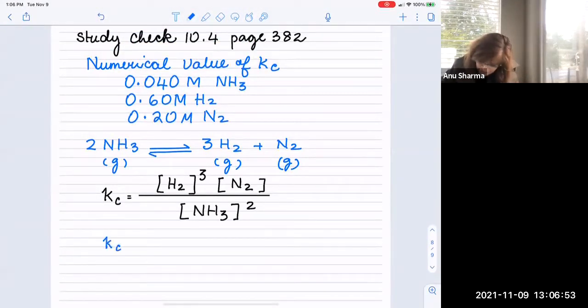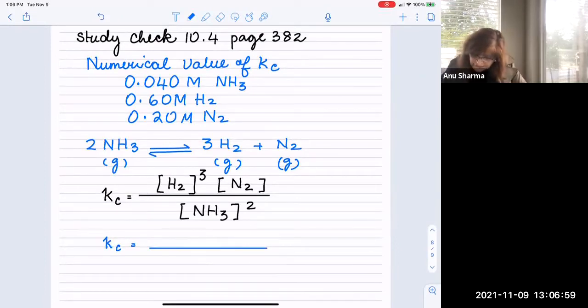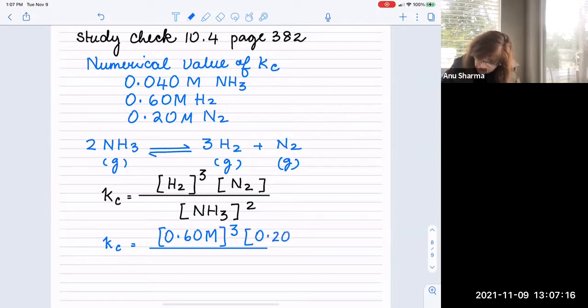So Kc is equal to hydrogen, 0.60 molar, raised to the power 3, times nitrogen, 0.20 molar. Since it's only one, we don't write anything. Over NH3, which is 0.040 M, and ammonia has 2, so raised to the power 2.